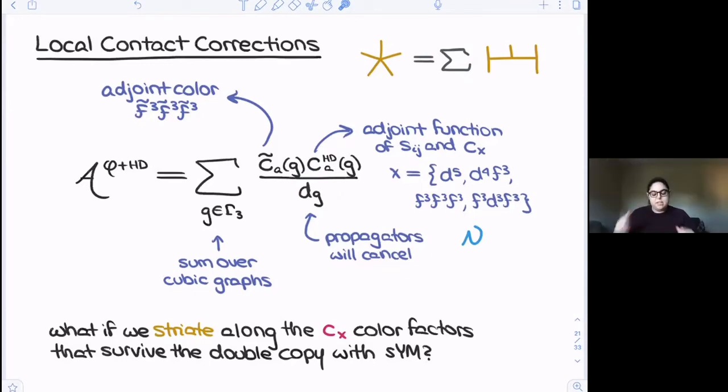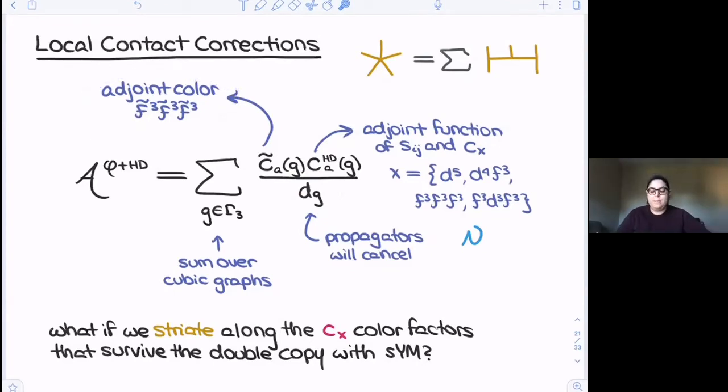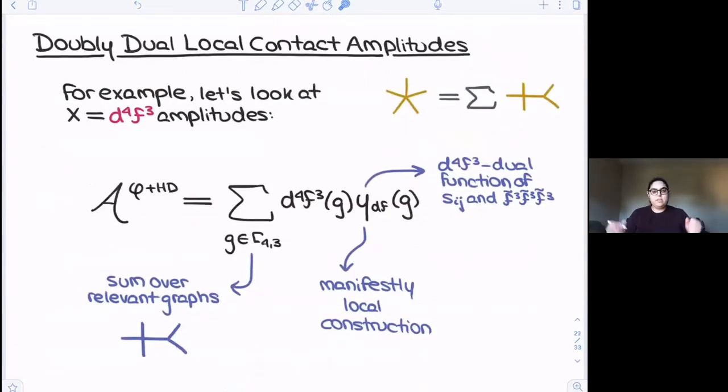But we see something really interesting if we choose to striate not along this adjoint color that we throw away in the double copy, but instead along the color that survives the double copy. So let's pick, just for C_x so we can be specific, D4F3 color. I take that amplitude and instead rewrite it as a sum over the graphs that D4F3 cares about. Naturally, D4 is associated with a quartic vertex. So there's 10 graphs instead of 15 for this sort of form.